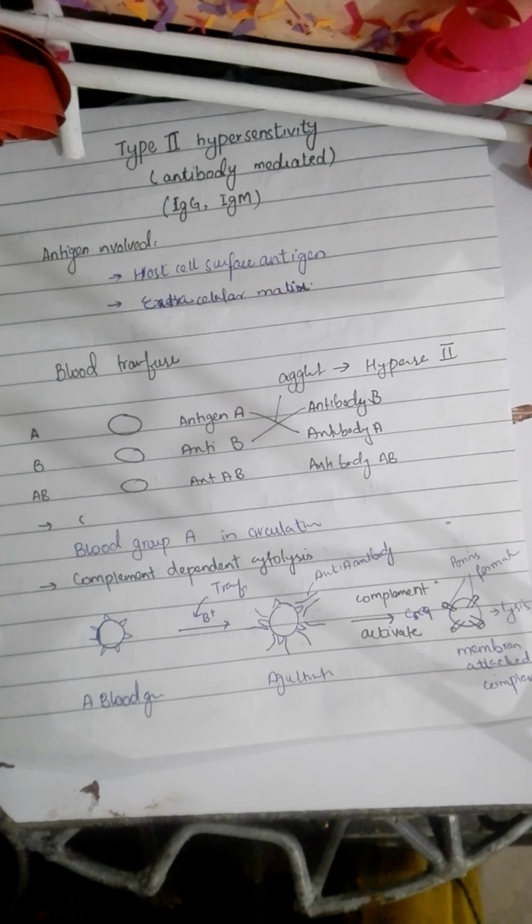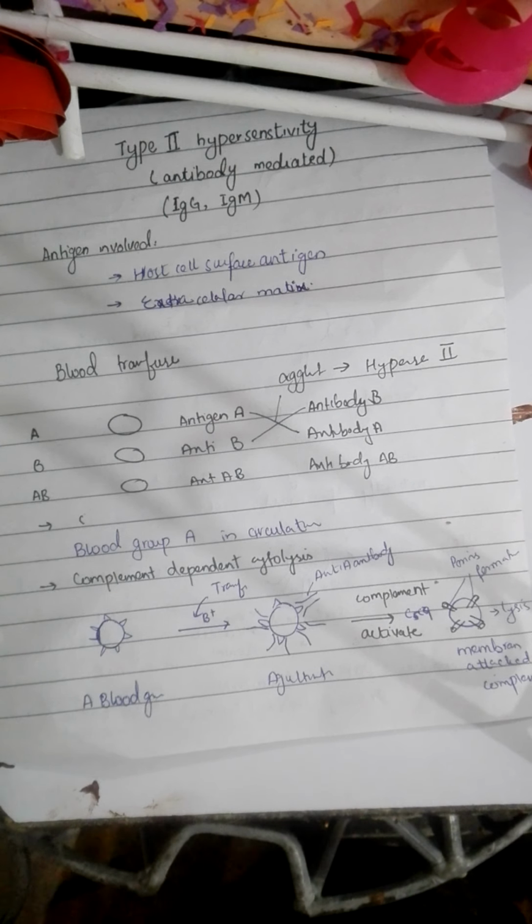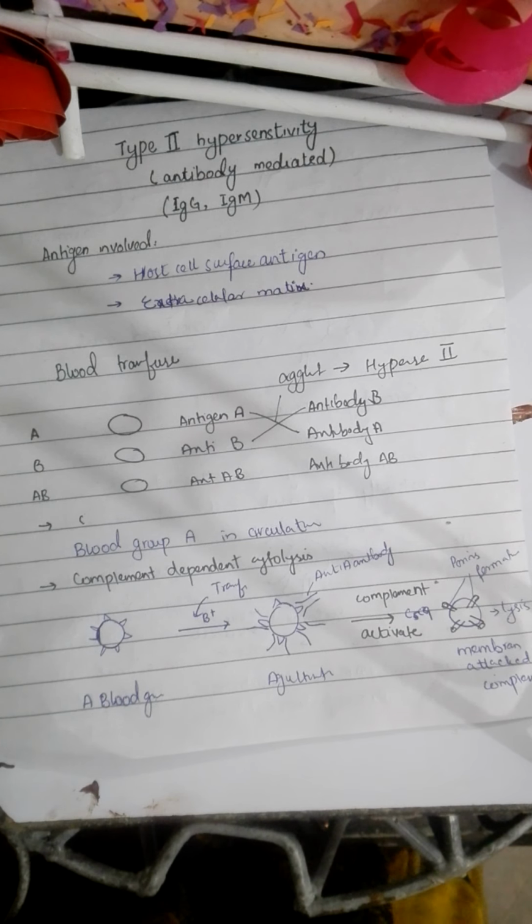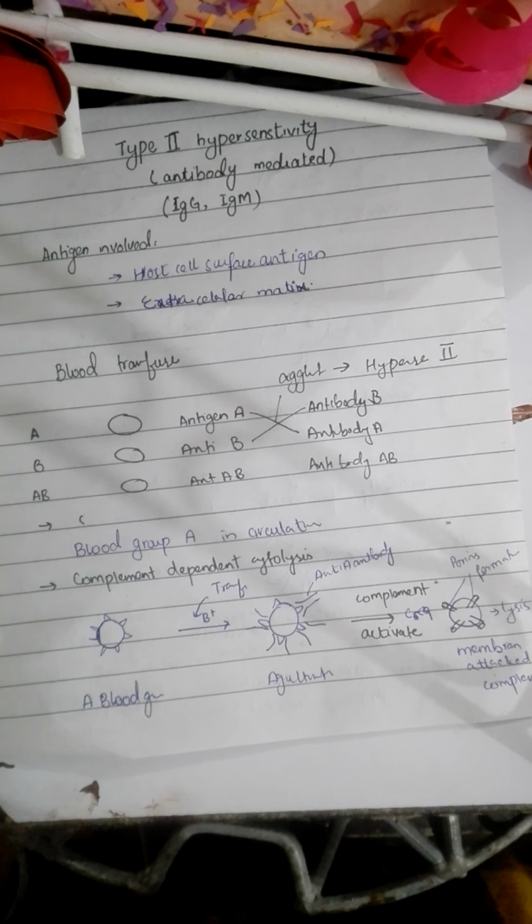Then the reactions that are important for the antibody, first of all, complement dependent cytolysis. When blood group B is transfused to a patient who has blood group A, the antibody A and the antigen cross react with each other and agglutination occurs.